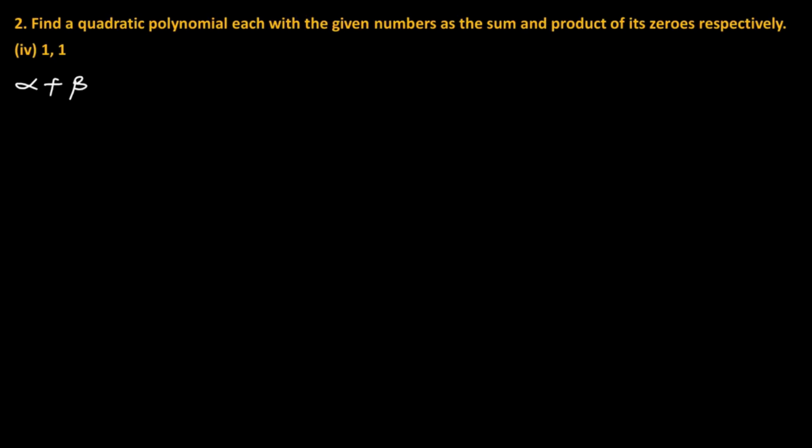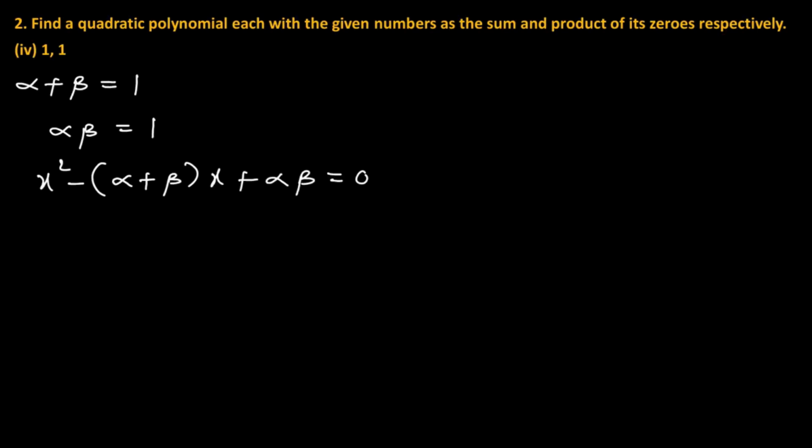Alpha plus beta is equal to 1 and alpha into beta is also equal to 1. X square minus alpha plus beta into x plus alpha beta is equal to 0, where x square minus alpha plus beta is 1 into x plus alpha into beta is also equal to 1, equal to 0. X square minus x plus 1 is equal to 0, our final equation. Next question.